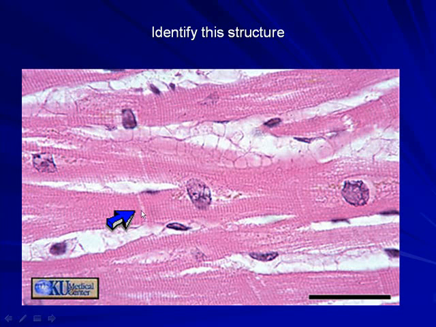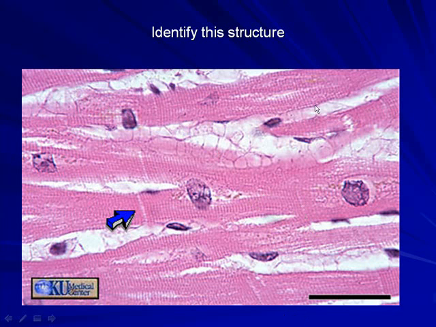Also note these key structures, which I would be able to ask you to identify. These are intercalated discs. Intercalated discs are basically intracellular connections. They allow electrical conduction to pass from one cardiac cell to another. So this is cardiac tissue. These are intercalated discs. Please note the branching pattern.